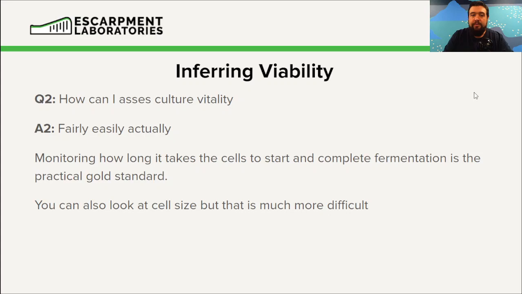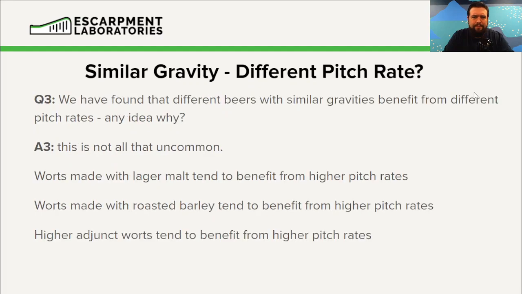those yeast cells decrease. Now, one other thing you can do is look at cell size. It's much more difficult to do. If you are looking at your cells under the scope, you can take a mental picture or use your phone and actually take a picture of it and compare images. Not as practical, but it is a thing you can do if you find yourself wanting to add more.